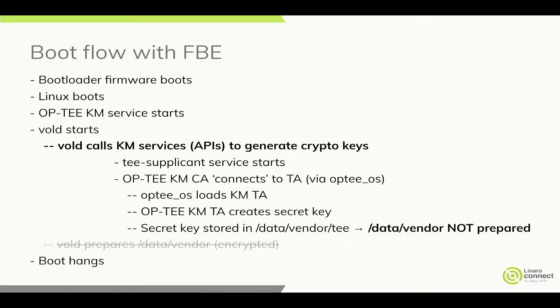In order for it to be able to use the Keymaster services, the Keymaster service has to be fully and completely started. But here we see we're still trying to finish starting the Keymaster service, and the supplicant starts as usual. The CA connects to the TA, the TA is loaded, the secret key is generated, but now the supplicant is trying to store the secret in data vendor, and it fails because it's mounted but not really prepared yet by Vold. So we have a chicken and egg situation here, and the boot hangs, with one waiting for the other.